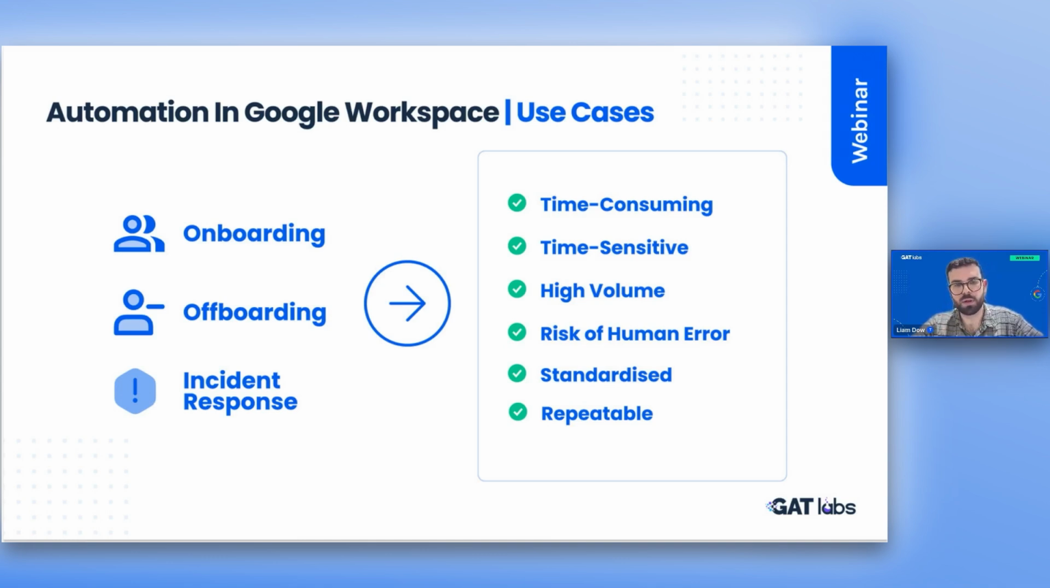response. But if you just think about what is suitable for automation in Google Workspace, it's tasks that have, I guess, these attributes. Time-consuming, often time-sensitive. High volume, repeatable, standardized. These tasks are things that happen often. And also there's the risk of human error. If it's a long process that happens a lot, potentially people might skip steps or do things slightly incorrectly. So those are the types of things that you should think about as suitable scenarios for automation.